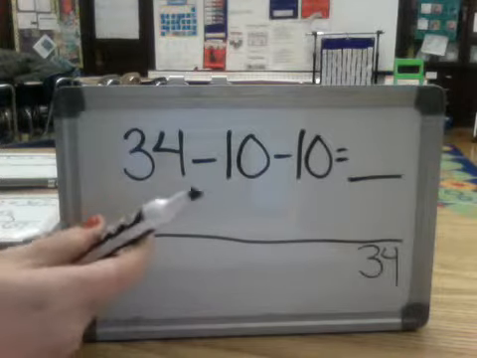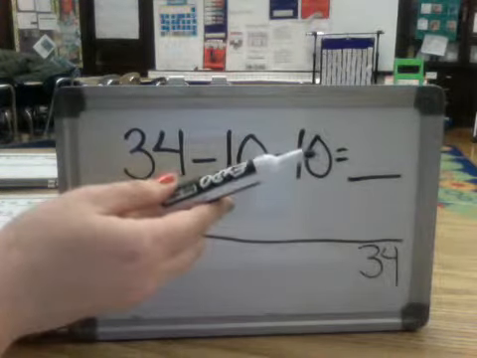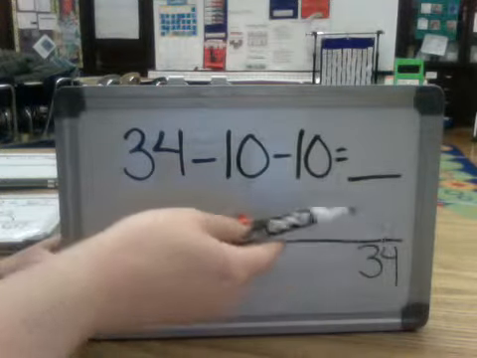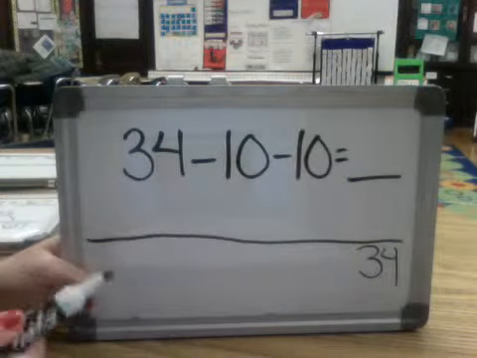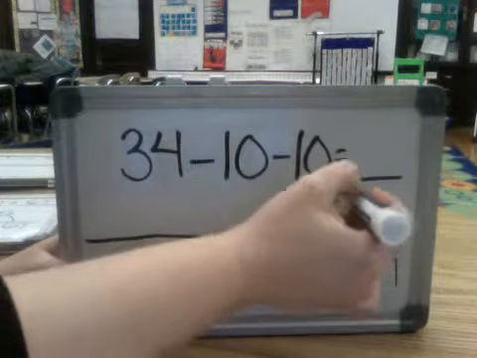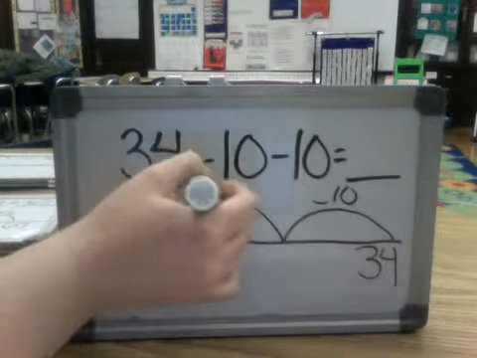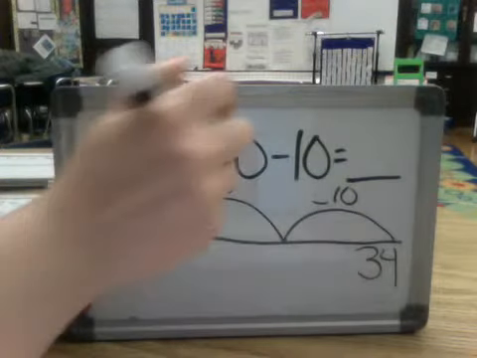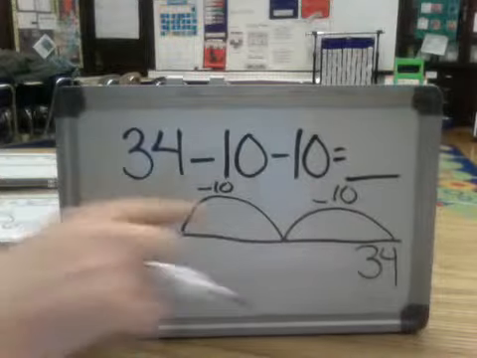Now, this problem is a little more simple than the last one. We're taking away 10 and then another group of 10. So instead of taking away 10 ones and then another set of 10 ones, we can make it easier on ourselves. Subtract a group of 10 and then subtract a second group of 10 so that we can get our final answer. Well, let's try it out.